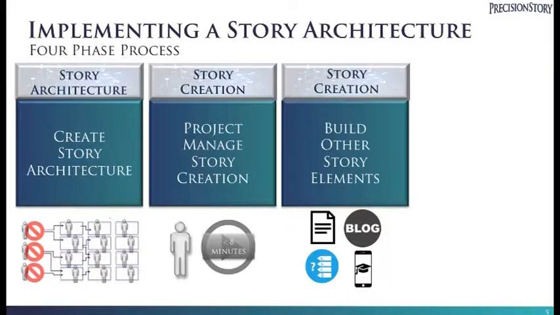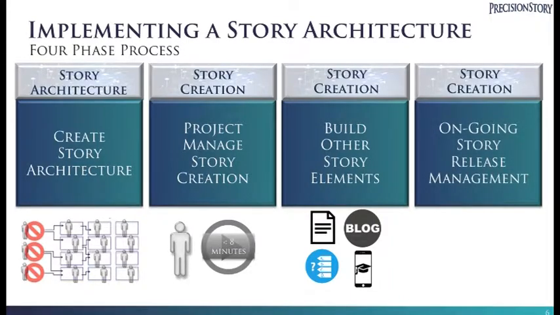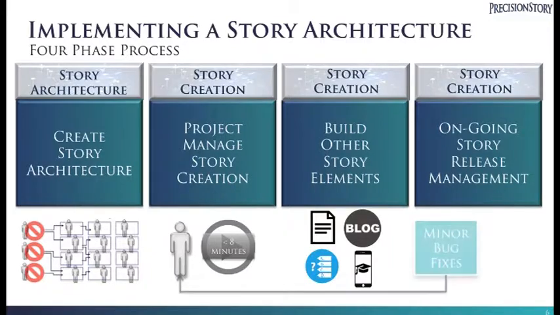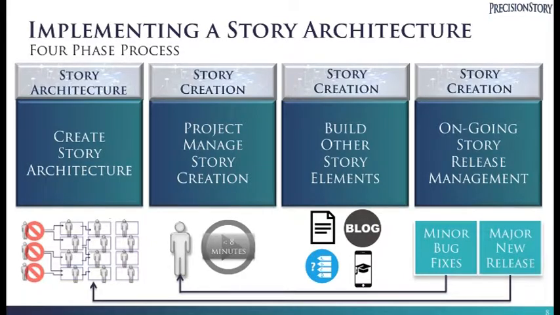In the fourth phase, which is also optional, we make sure the precision stories are kept current. This phase consists of 2 parts. 1. Minor bug fixes, where individual storytellers re-record should he or she feel the current recording could be improved, and 2. Major new release, where there has been an update to product and so the story architecture needs to be updated, along with impacted individual precision stories. Next, we'll look at the 10-step process utilized within these 4 phases.